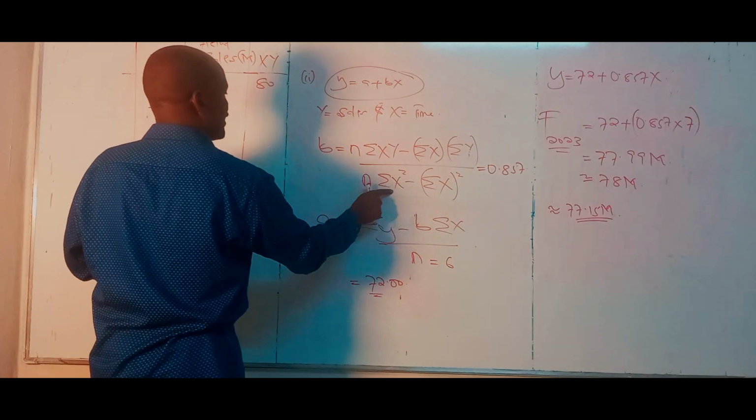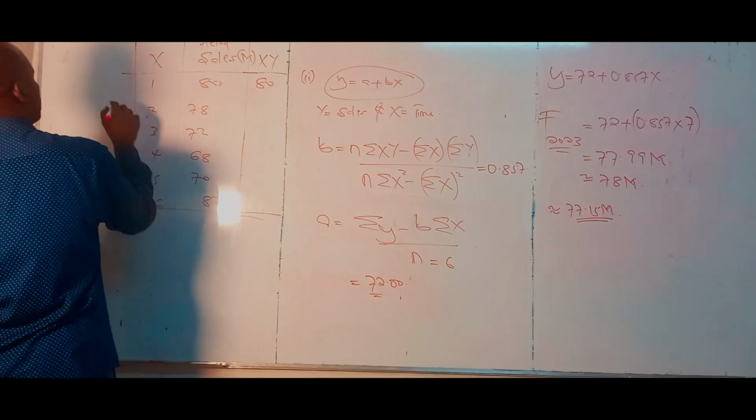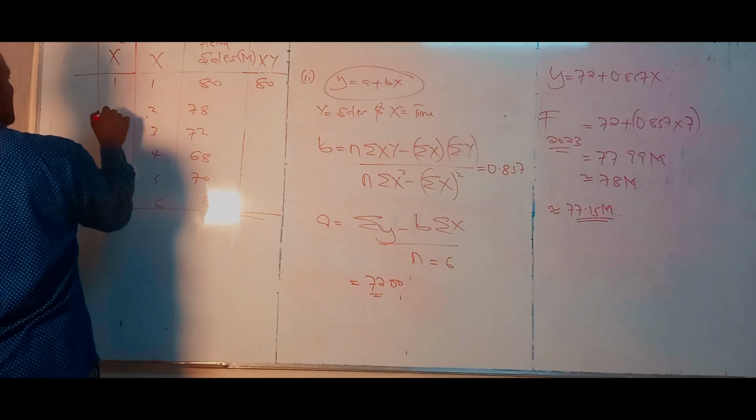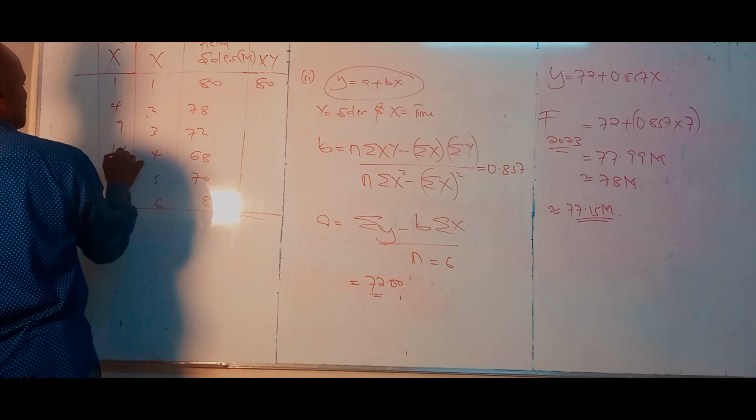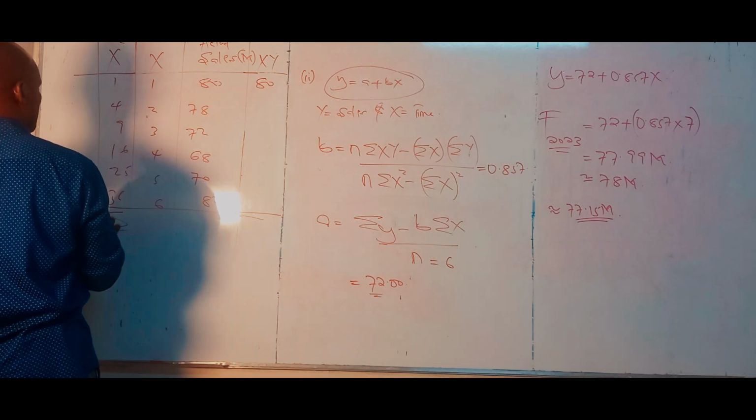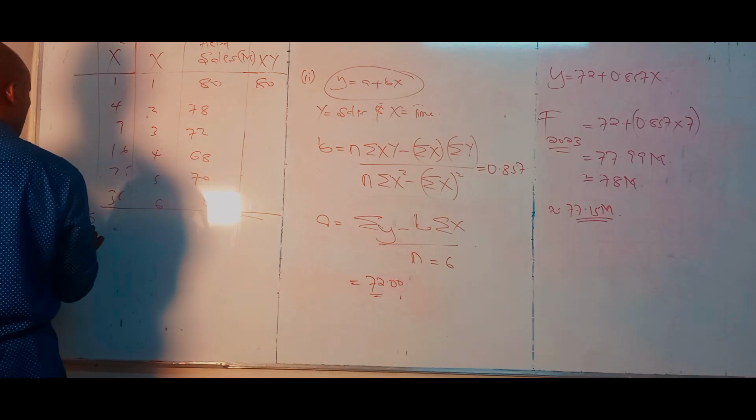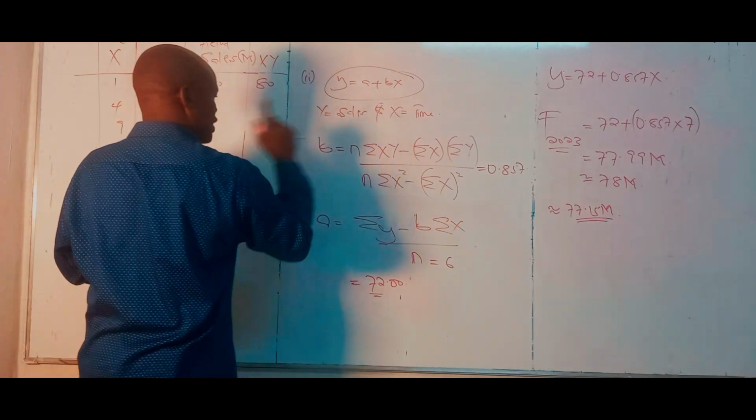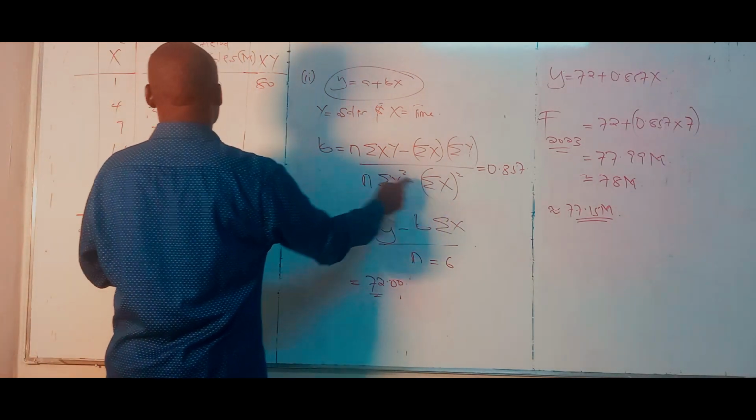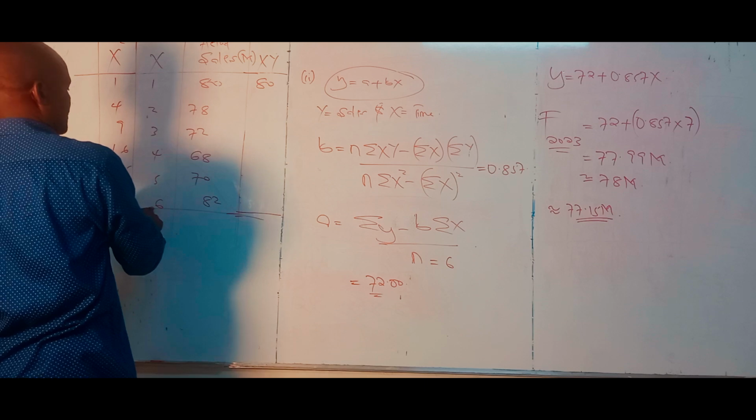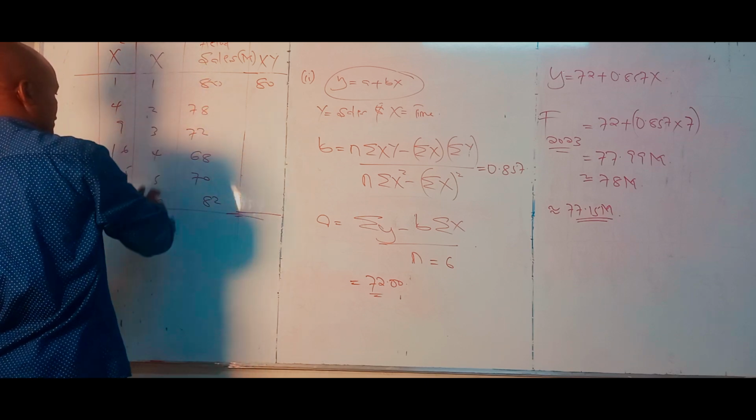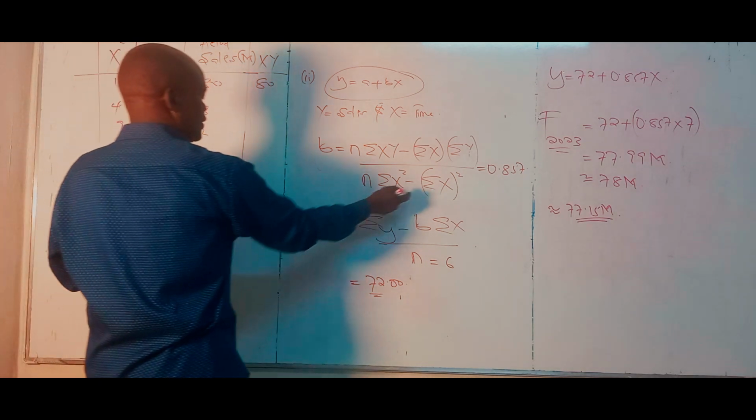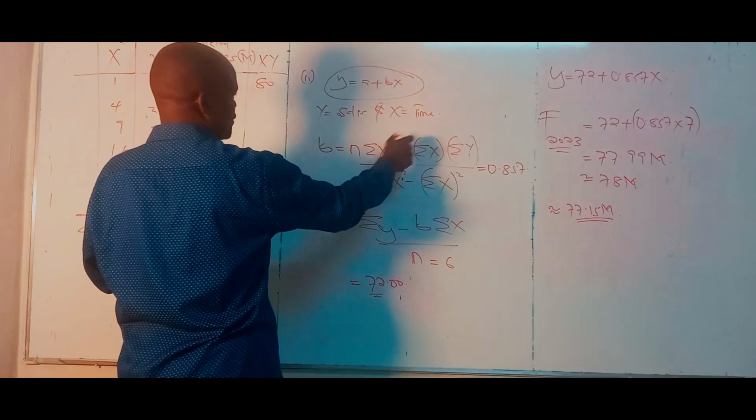Summation of X squared. X squared: 1 squared, which is 1, 4, 9, 16, 25, 36. Add them. That gives you summation of X squared. That's what you put here. Then for the square of the summation of X, add this; by the time you add this, you get around 21, then square that 21. That's what is here. Then substitute their values as such.